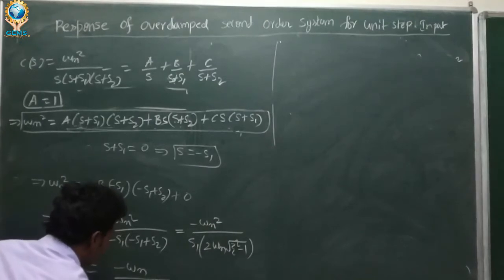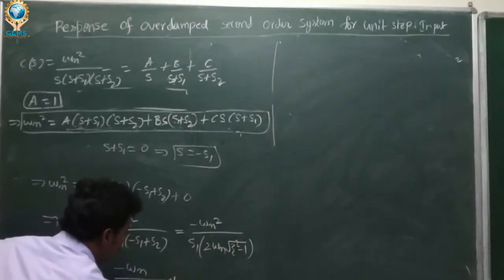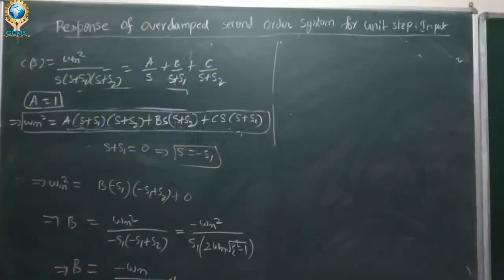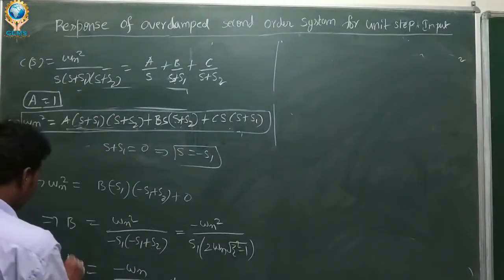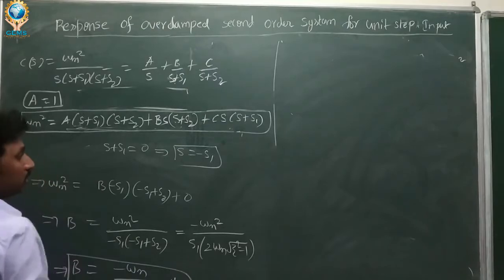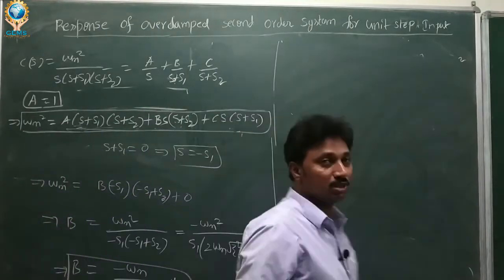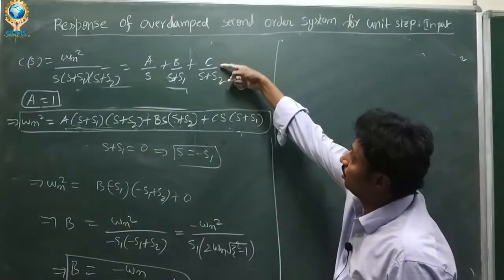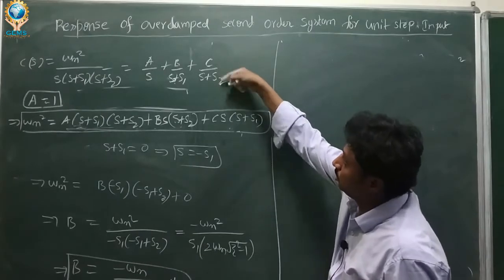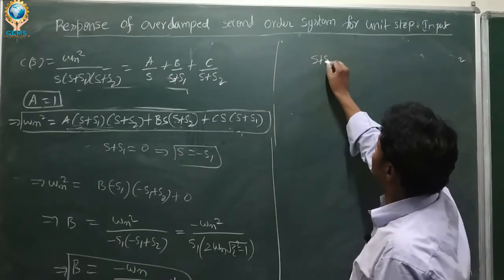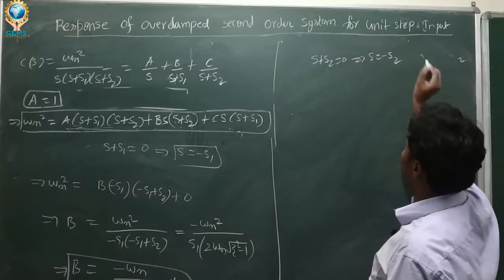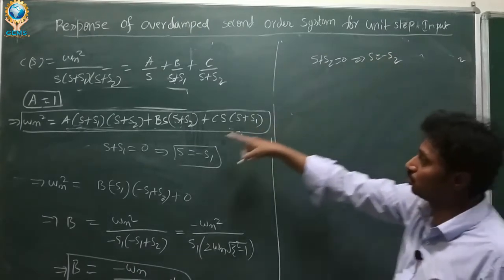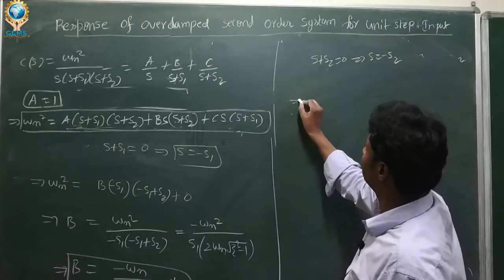Zeta square minus 1 into 1 by s1. Okay. So next we have to find, this is the b value. So next you find the c value. To find the c value, so what is this denominator? S plus s2 is equal to 0. So s is equal to minus s2. If you substitute s is equal to minus s2 in this equation, so what do you get?